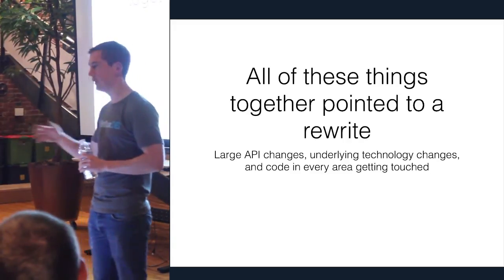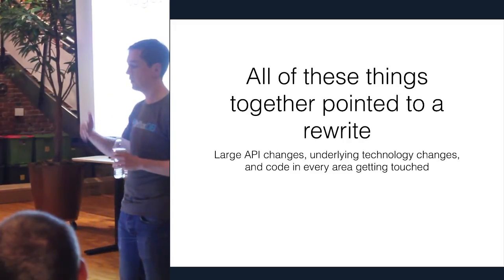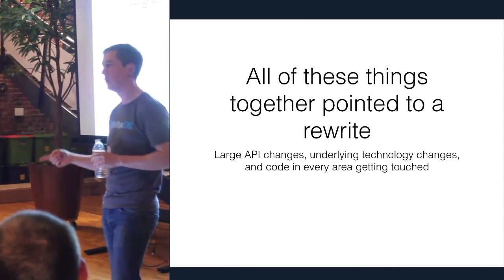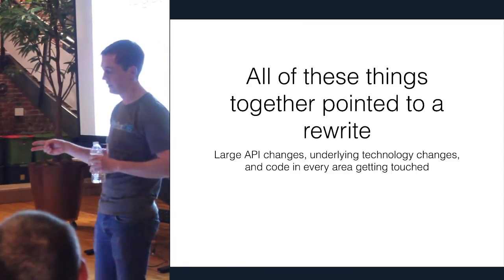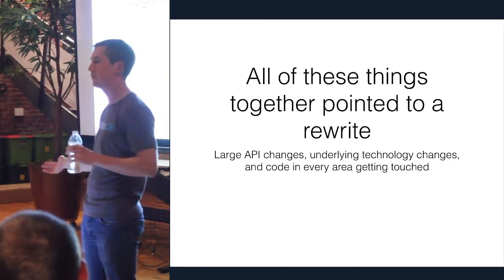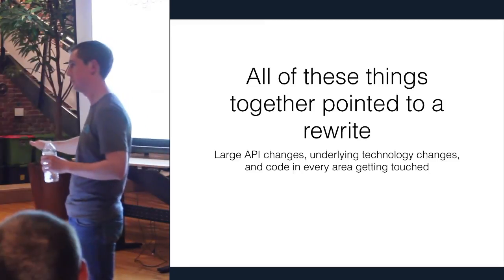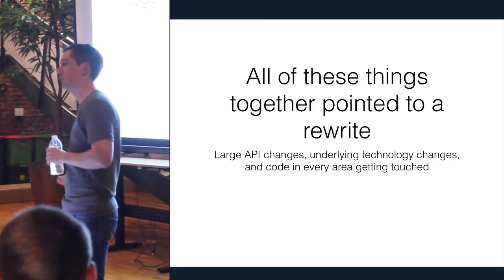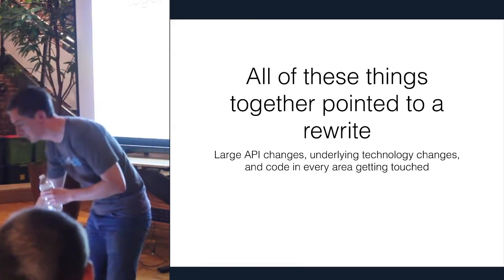So all of these things together point to a rewrite, right? We have large API changes, we have underlying technology changes, and we have code in every area getting touched, right? If we're removing protobufs, we're pretty much touching all of the code across the base. And if we're changing to idiomatic Go code, we're pretty much touching every file in the project, right?